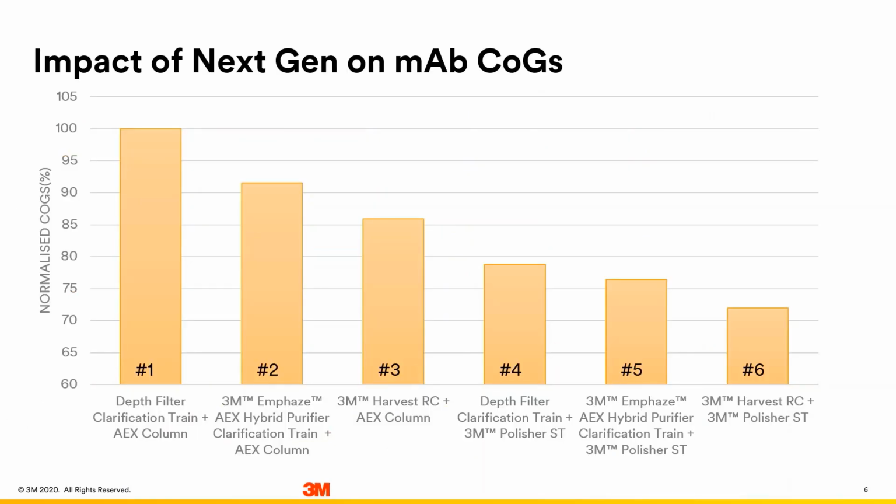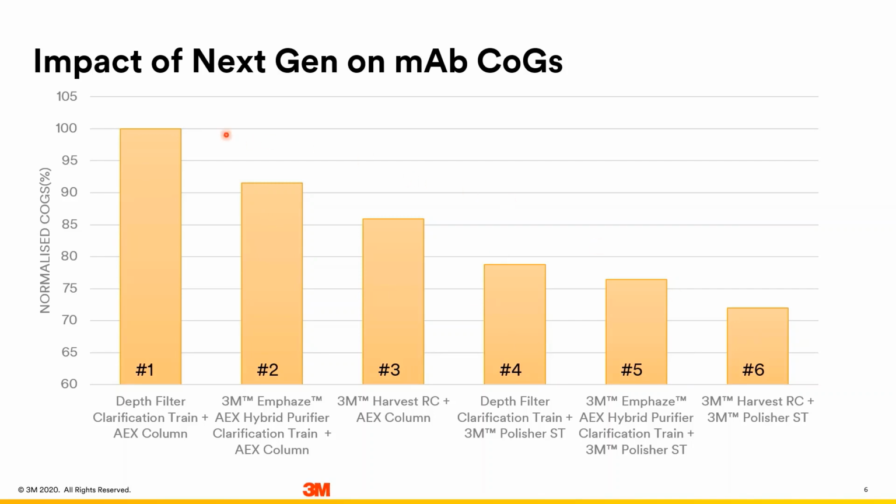So let's have a look now at the impact of those different processes that we modeled on cost of goods. So this is the cost per gram of manufacturing the monoclonal antibody product, but this is normalized because we are interested in the relative cost, so the change in cost as we move through the different iterations of the process. So number 1 is the baseline process, number 6 is the next gen process, and 2, 3, 4, and 5 are the various iterations needed to go from 1 to 6.